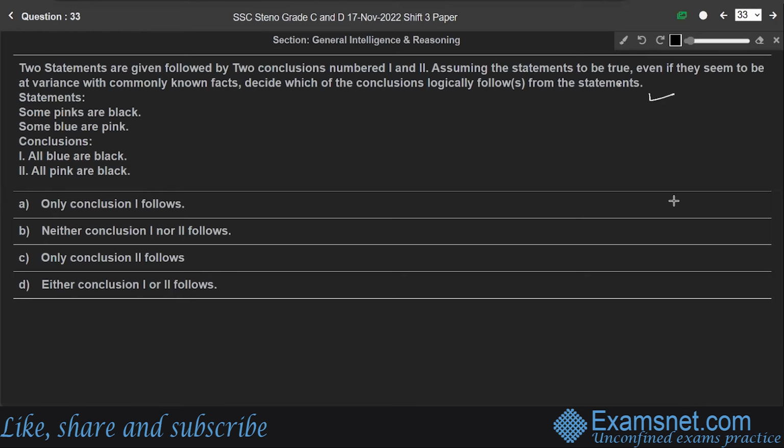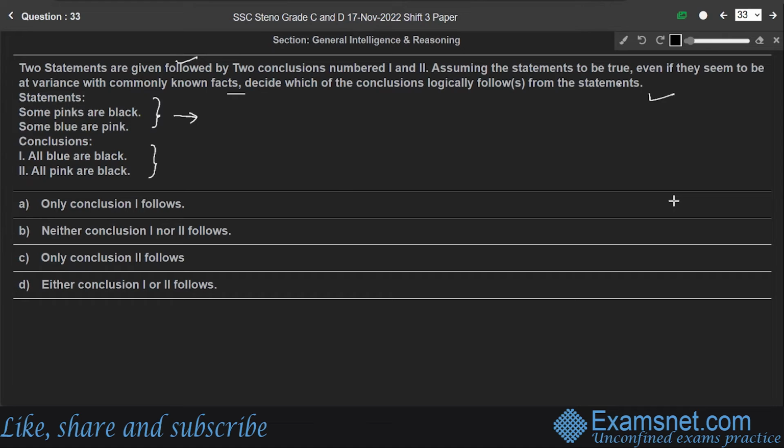Question 33. Two statements are given followed by two conclusions numbered 1 and 2, assuming the statements to be true even if they seem to be at variance with commonly known facts. Decide which of the conclusions logically follow from the statements. Here are two statements followed by two conclusions. Let us represent the given statements in the form of a Venn diagram, right?